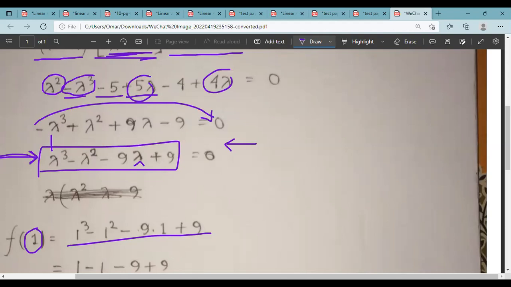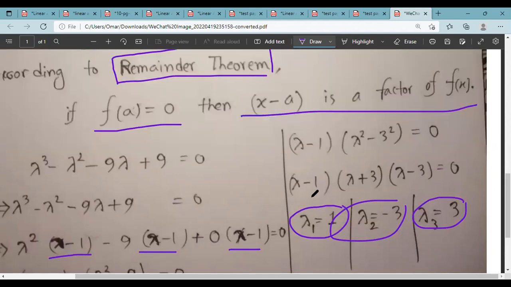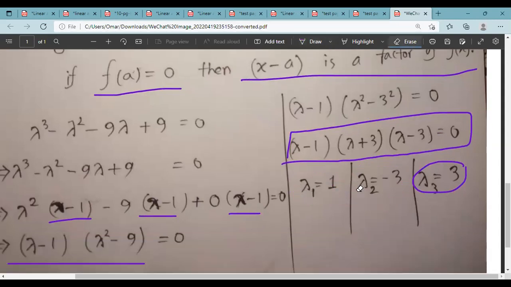If you try to solve this, you will get x1 equal to... okay, evaluate. So see here: x minus 1, x plus 3, and x minus 3. I have written here on the last part x minus 1, x plus 3, and x minus 3. If they equal 0, I have to write 0 on the right side, then it gives me the solutions. You see here, x equal to 1, x equal to minus 3, and x equal to plus 3. So we got our solution. These are the eigenvalues, okay?